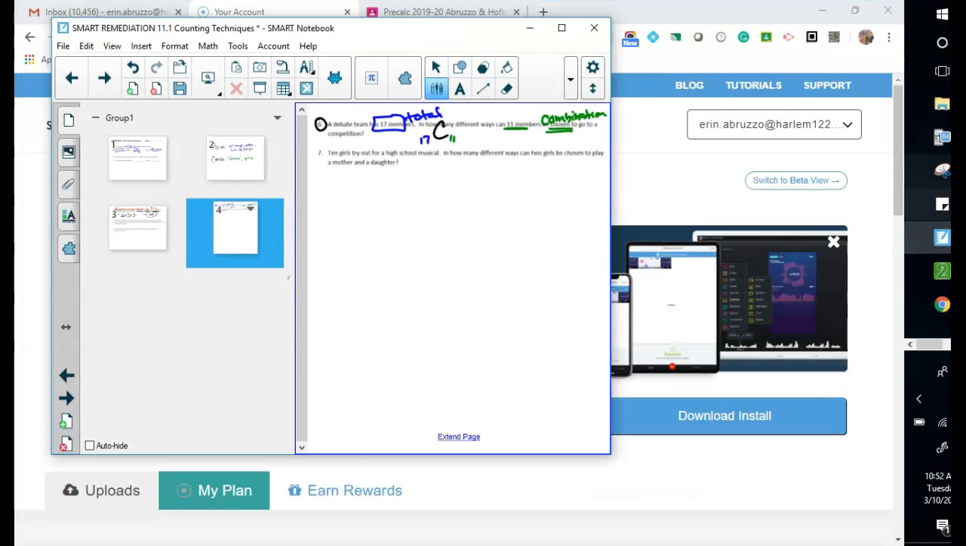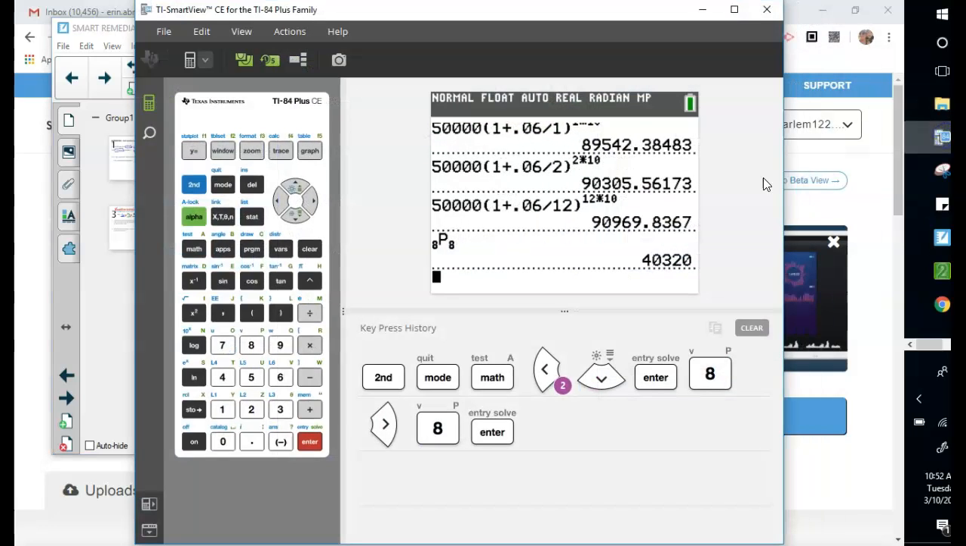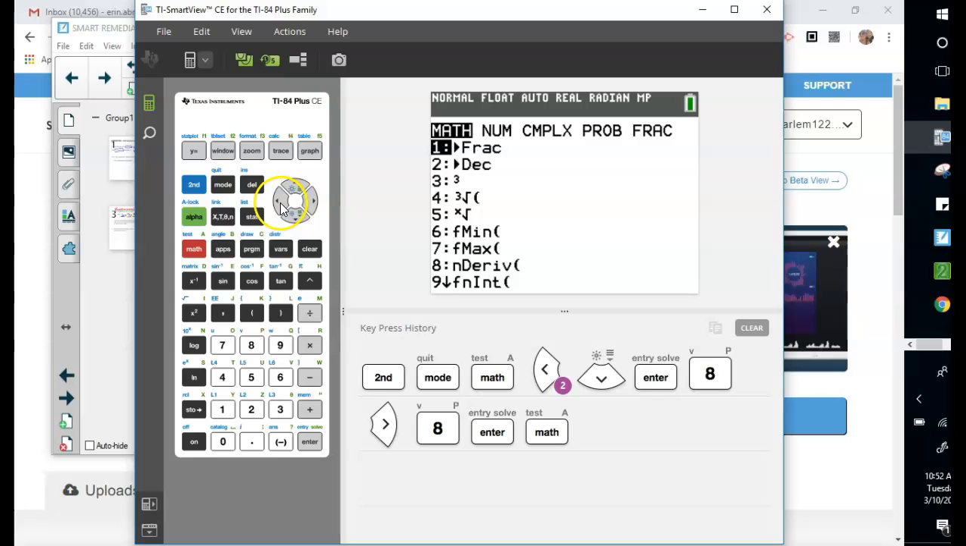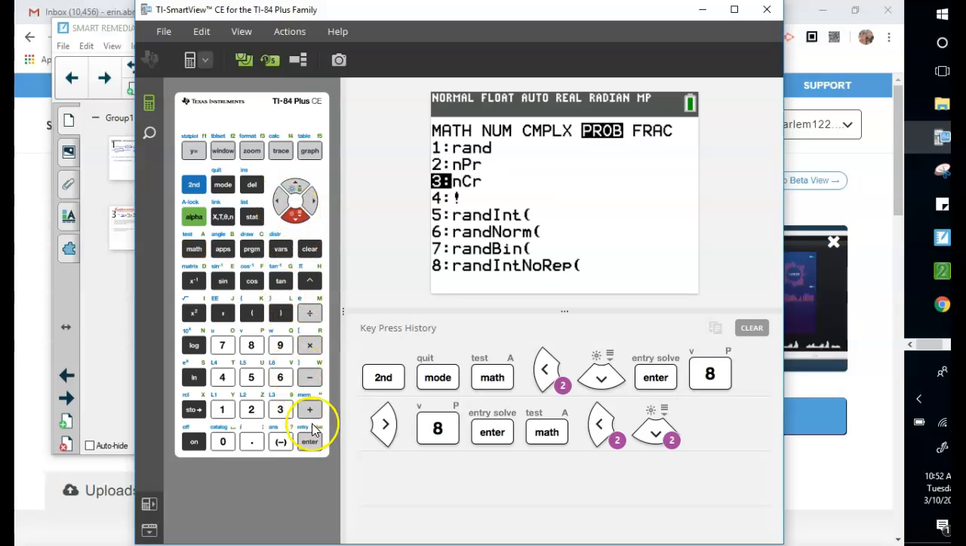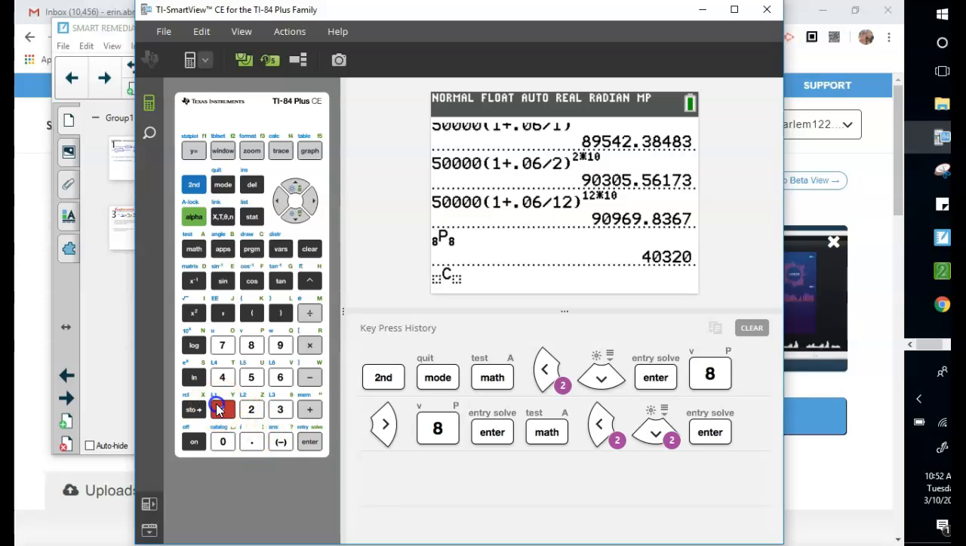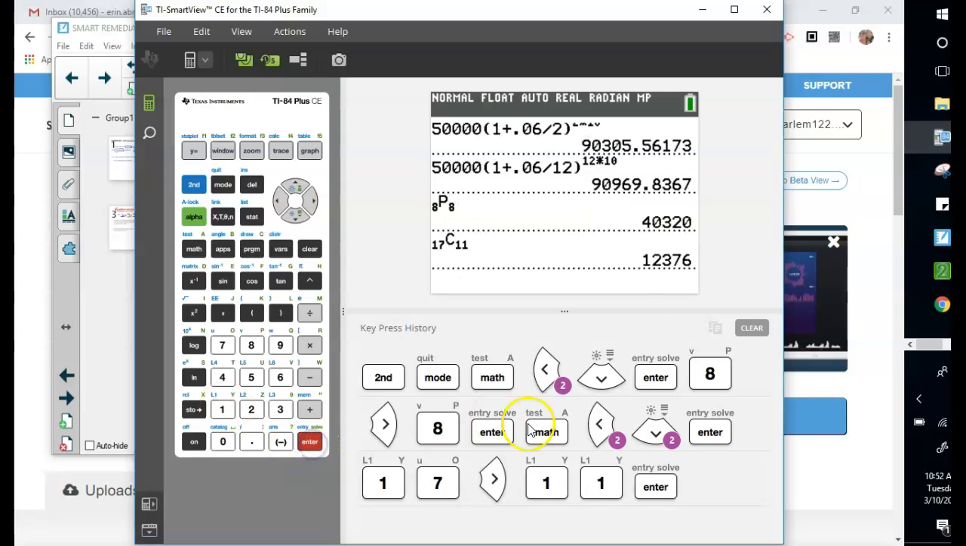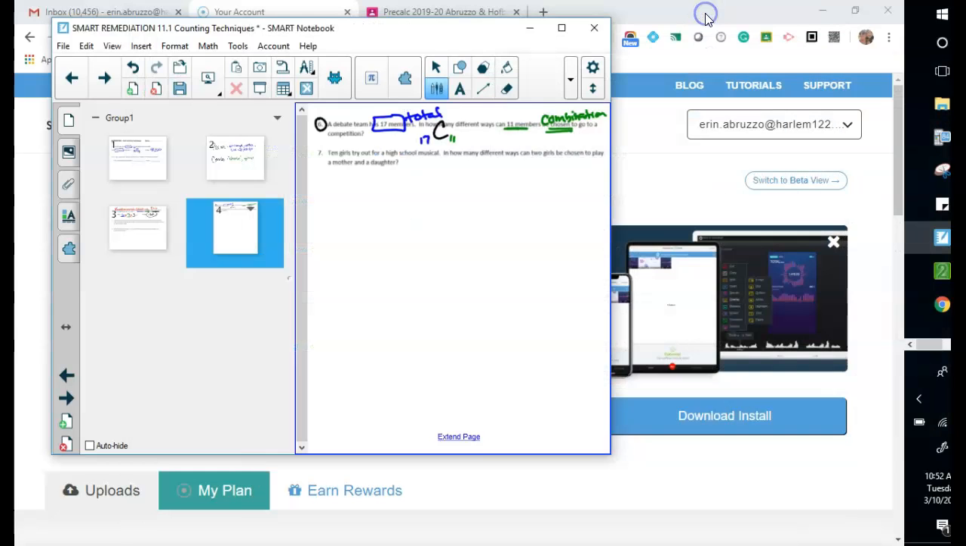Back to my calculator, I go back to that probability menu, and some of you got really crafty and started editing an old one that you did when you had a whole bunch of them, and I thought that was really smart. I forgot the numbers. Was it 17 and 11? Out of my 17 members, we're going to choose 11 of them to go. And 12,376 is our answer.